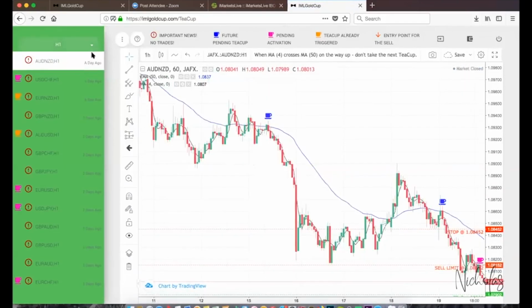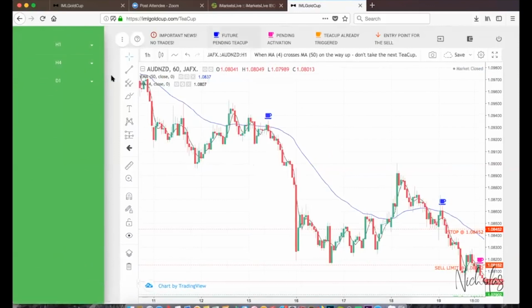So if I click here on the left-hand side, here's my time frame. I've got the 1 hour, the 4 hour, and the daily. So this side specifically is about trading teacups, okay? If you don't know the teacup rules, put a 5 in the chat box.